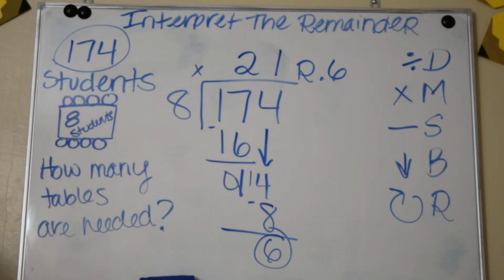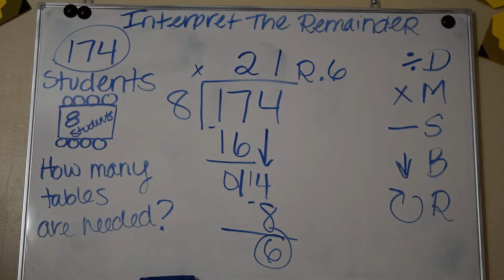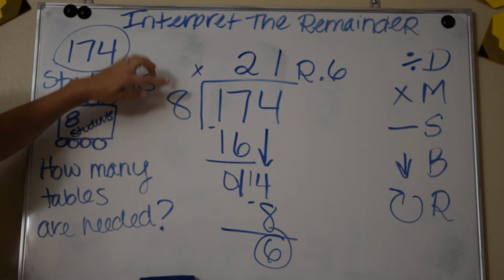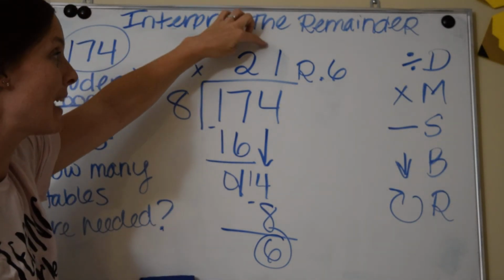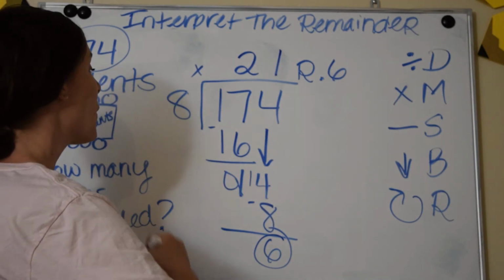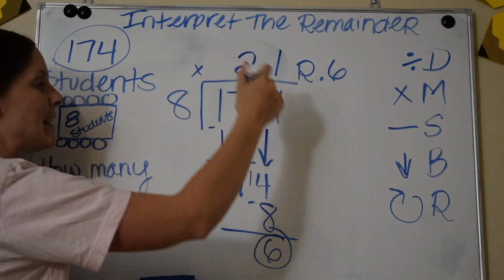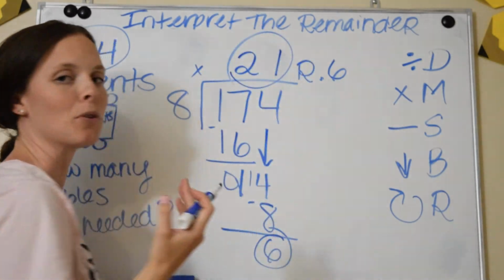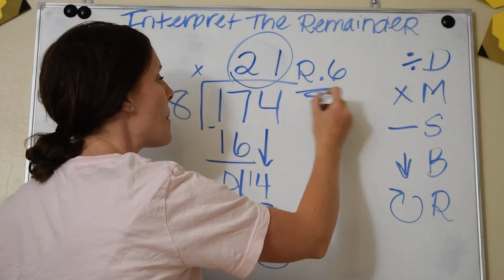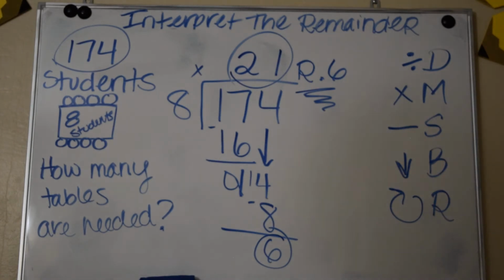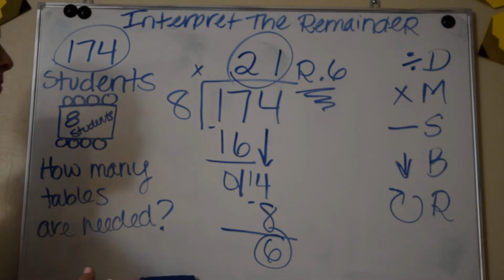So I want you to look at that answer and think about what we were originally working with. We were originally talking about students being broken up into groups of 8, and this answer tells us how many tables, okay? So 174 students broken up into groups of 8 means I need at least 21 tables, right? But what does the remainder mean? The remainder is the part of this lesson that we need to make sure we understand how to do. The remainder is going to be interpreted.